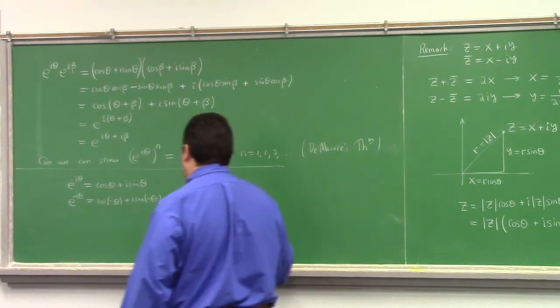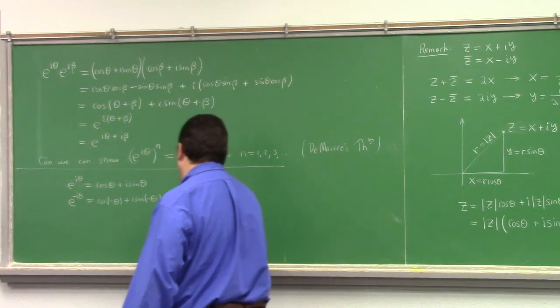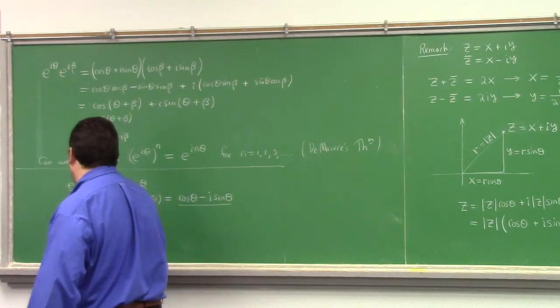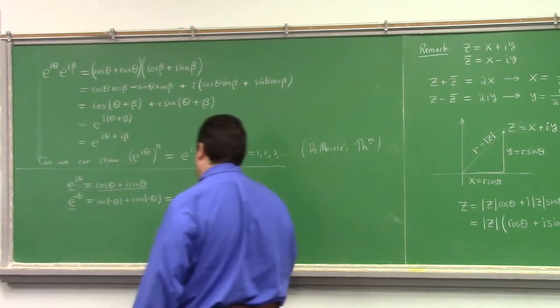So what happens if we take this, and we take that, which are respectively e to the I theta and e to the minus I theta, and we add them? What do we get?